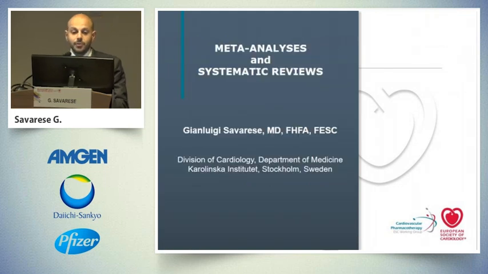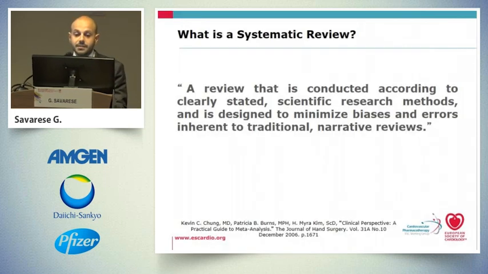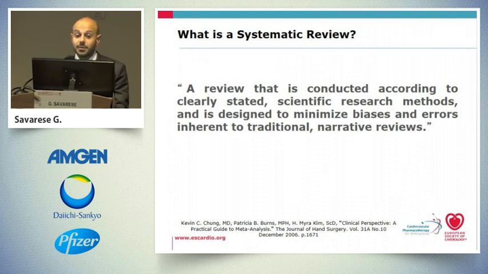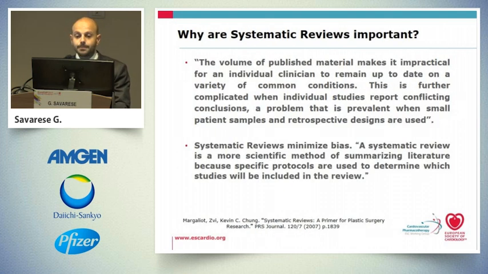So now let's talk about systematic reviews and meta-analysis. The first thing is, what is a systematic review? A systematic review is a review that is conducted according to clearly stated scientific research methods and is designed to minimize biases and errors inherent to traditional narrative reviews. So essentially, the important point in a systematic review is to have a well-defined method to minimize biases.